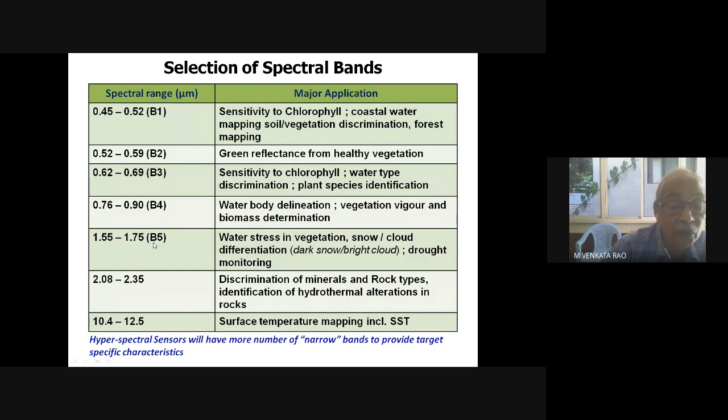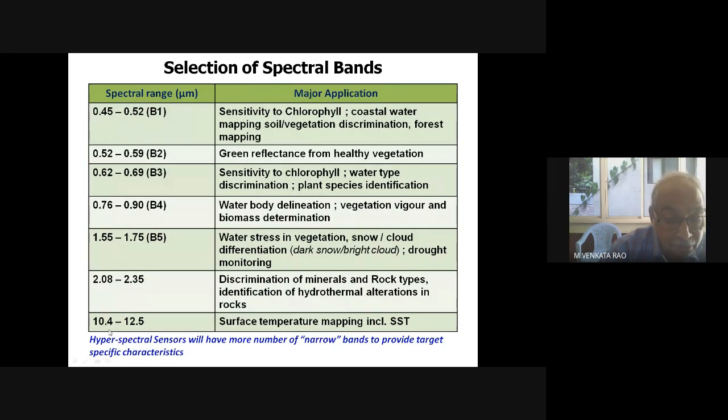This is called the shortwave infrared band, SWIR. This band is very useful for water stress. If a plant is dying because of water stress, that will be detected much earlier in this band. Another important use is snow and cloud differentiation. In some bands both snow and cloud look white, but in the shortwave infrared band, snow will look darker and the cloud will be brighter. This is another band, mainly used for geological applications.